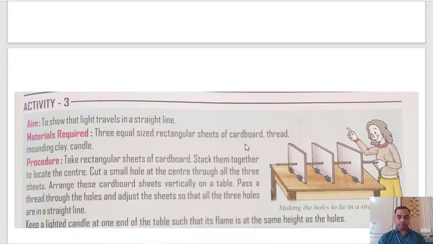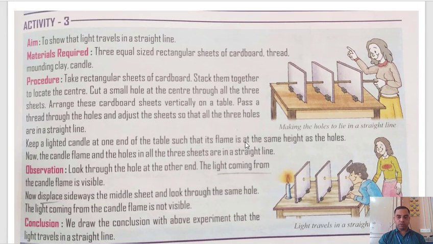Okay. And there is another activity that you can do. You take some plates, make some holes and enter a pipe into them to make sure that these three holes are aligned in a line. Then remove the stick, burn a candle and try to see through the holes. You will be able to see. Now just move any of the plates, and you will not be able to see, because if you move any of these three plates, the three holes are not aligned anymore.